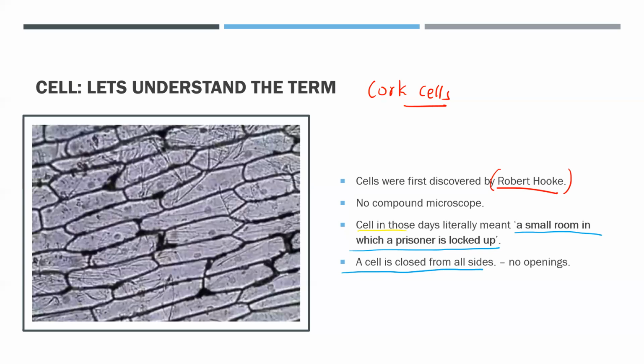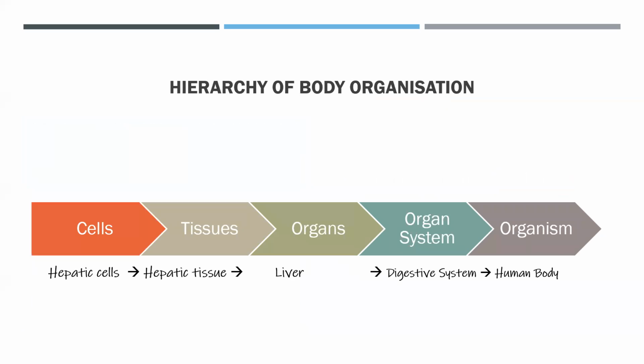In the left hand side diagram on your screen, you can see there are cells and there is no opening. Every cell is tightly packed to the other cell. This is what he meant by saying that I have discovered some of these structures and he called them cells. Okay.